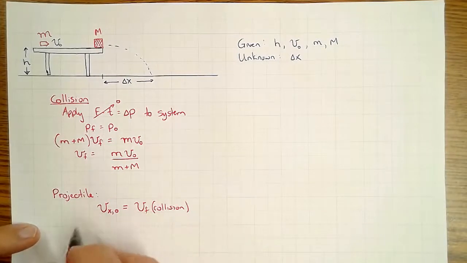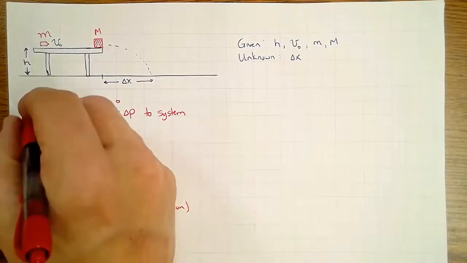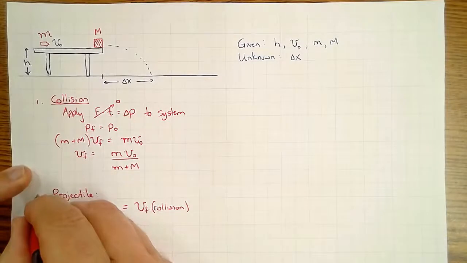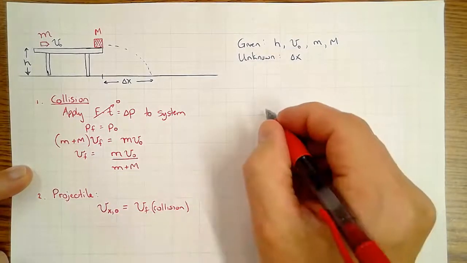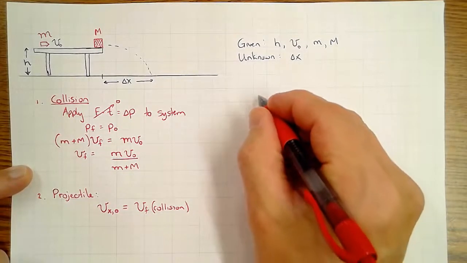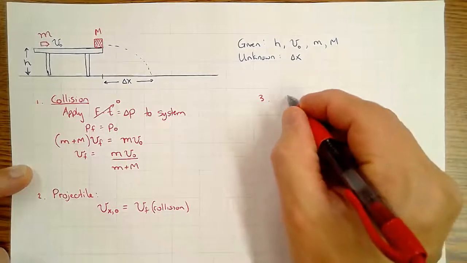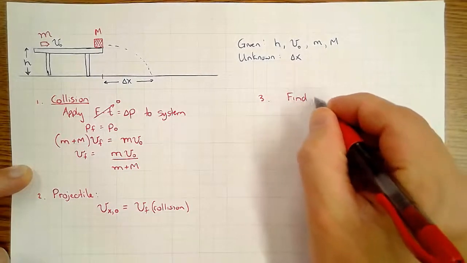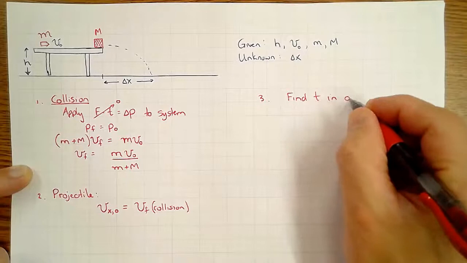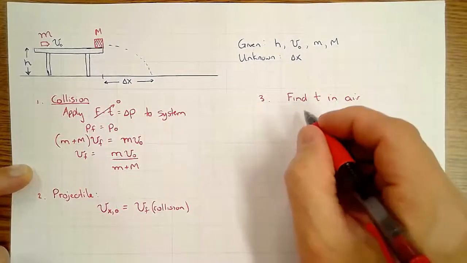Okay? So the first thing we're going to do for the projectile is we're going to try to find the time that it's in the air. So I'm going to go, this is step 1. This is step 2. So the third thing I want to do is find the time it's in the air. And that's determined by the y problem.